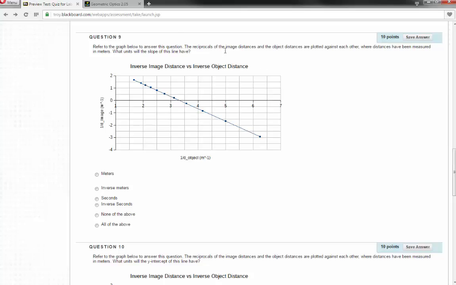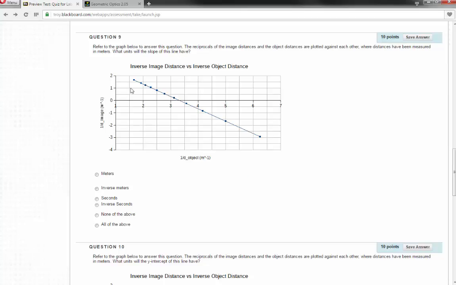And it basically says the reciprocals of the image distance and the object distance are plotted against each other. And it asks, what units will the slope of this line have? You didn't do much with the slope of the line in your lab other than hopefully find it and find the units of it and realize that it's not what you were looking for.